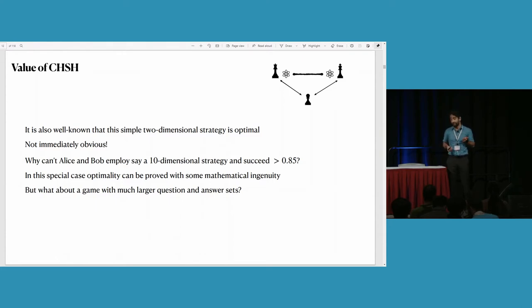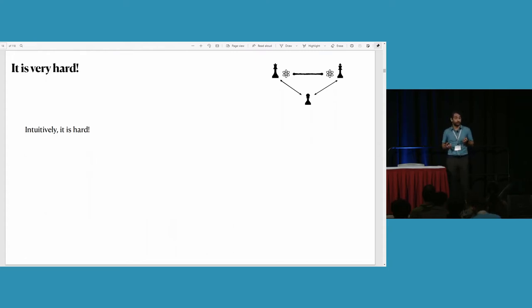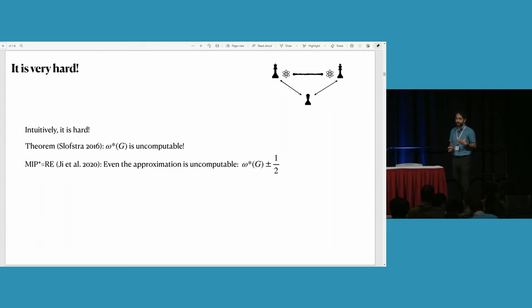So this motivates the following question. Given a game, how hard is it to compute its value? From our preliminary discussion on the CHSH game, we know that intuitively this should be a hard problem. And in fact, this matches the theory. Slofstra in 2016 showed us that the value of a game is uncomputable, meaning that there is no algorithm that succeeds on every single game. Then a few years later, the result MIP star equals RE came out, and the content of that theorem is that even approximating this value is not possible. Even that is uncomputable. To be precise, approximating the value omega star of G up to one half is something that we cannot hope to do.